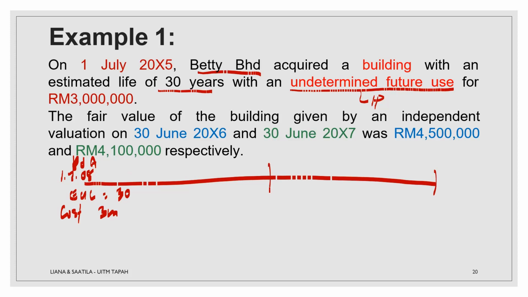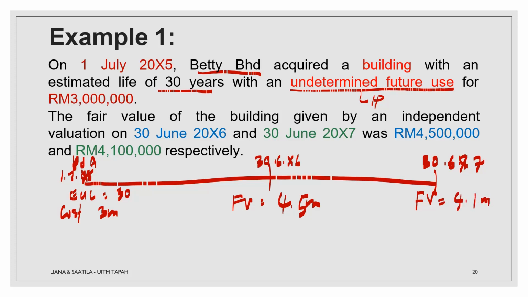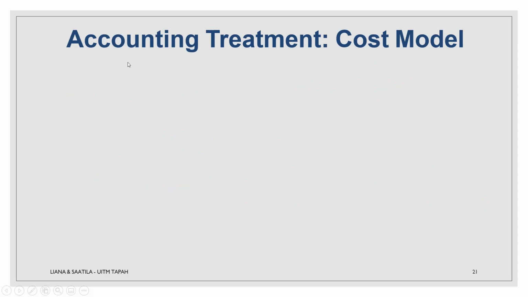Okay. So let's look at the fair value information that was given on 30th of June X6 and 30th of June X7. The year here is given, so we put the information. The fair value given is 4.1 million. And here, sorry, that was the other way around, 4.5 million. And here the fair value is 4.1 million. So that was the information, and let's look at the application if we are using the cost model.